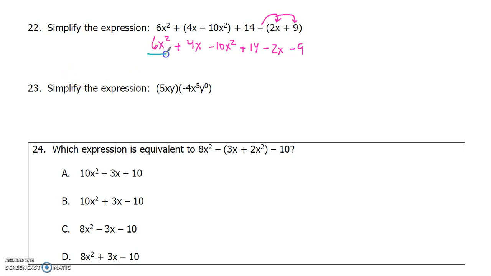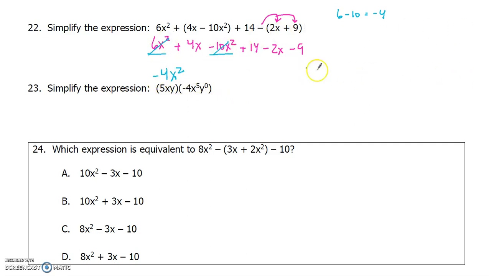So we have 6x squared, and I have another x squared term here. And that's all. So what is 6 minus 10? It's going to leave me a negative 4, right? So this is going to give me a negative 4x squared. And I'm done with that.